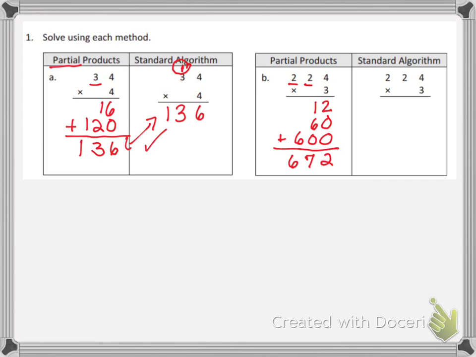Now we're going to go to the standard. 4 times 3, we put a 2, carry the 1 in the tens. 2 times 3 is 6, plus the 1 is a 7. And 2 times 3 is 6. We have 672, and our products match.